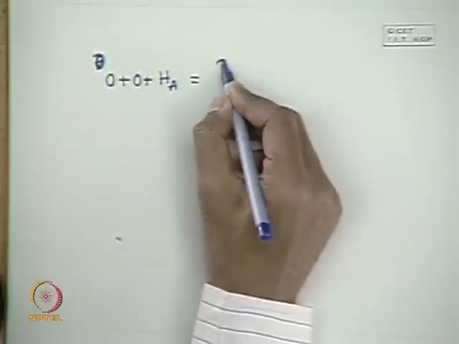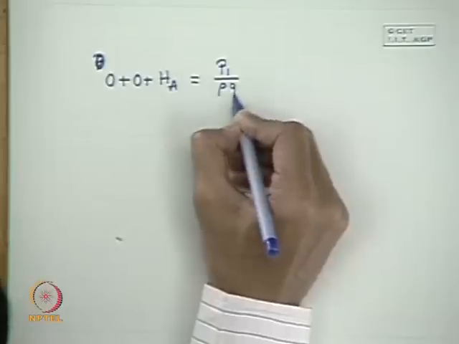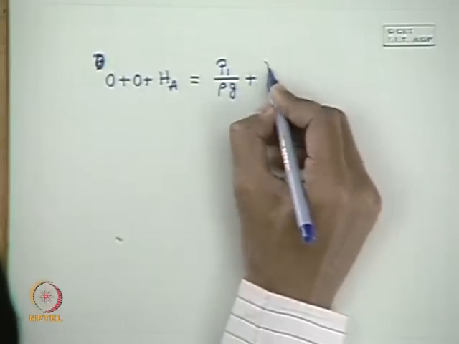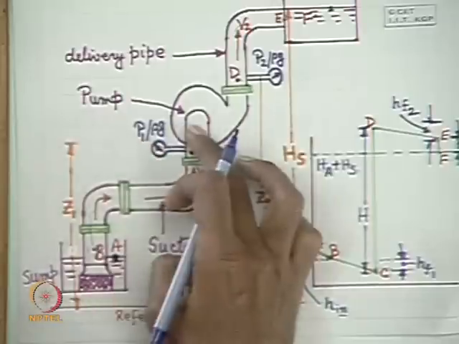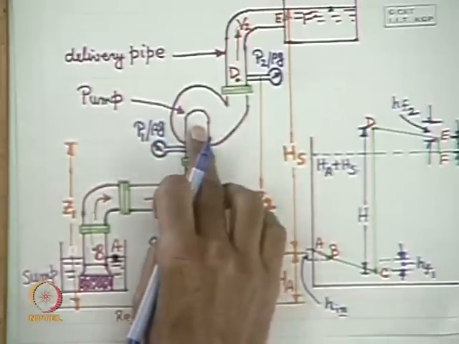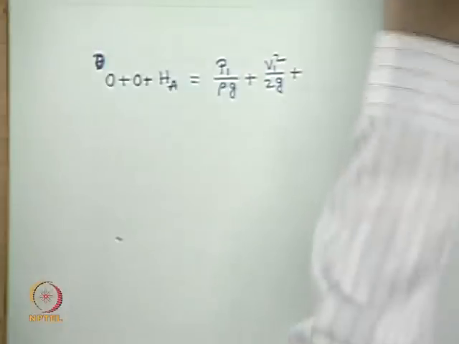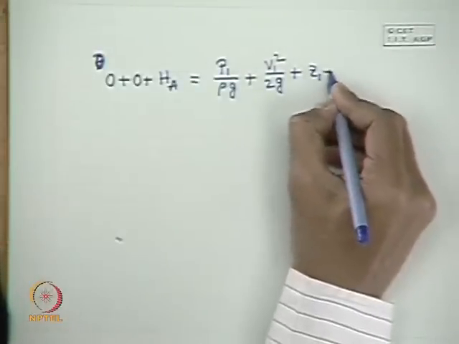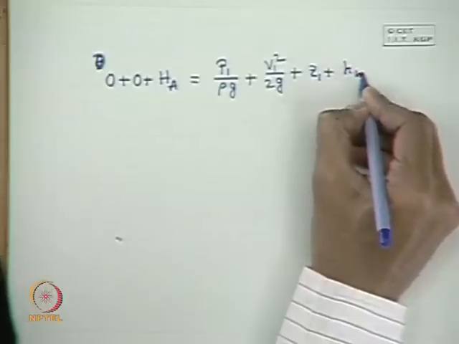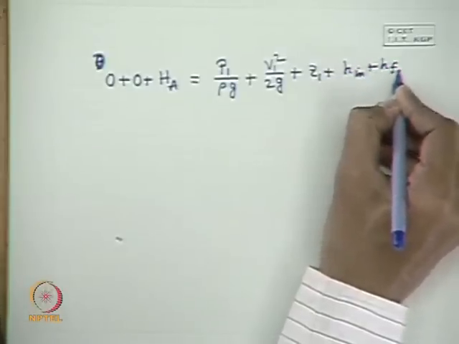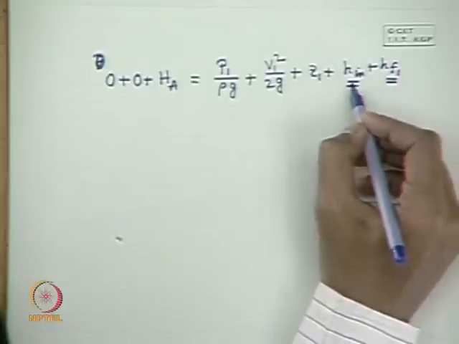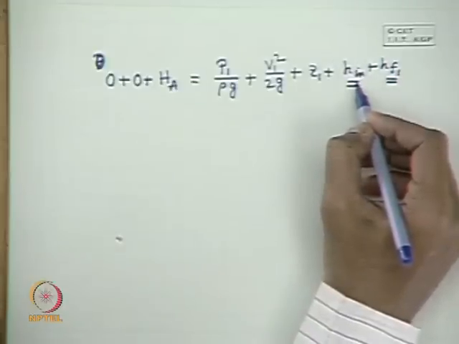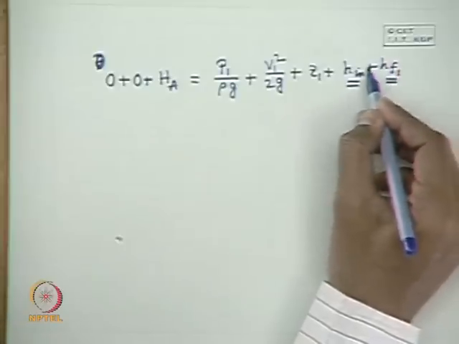When it comes to the inlet of the pump, with our nomenclature, suffix 1 refers to the inlet: P1 by rho g, plus V1 square by 2g, plus you see here Z1, that is the elevation at the inlet from the same reference datum. So this is Z1 plus the losses H in, as we have already denoted by these two terms. These two terms constitute the losses at the intake of the pipe, and the total losses in the flow through the pipe.